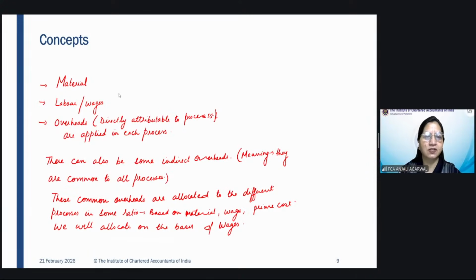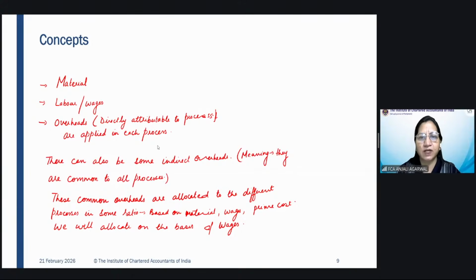Generally, in all the processes, three types of costs are incurred: material, labor, and overheads, which are directly attributable to the process. Here, when we talk about overheads, we are only interested in the manufacturing or production overheads. Administrative, selling, and distribution overheads will come later, when the goods are finished, completely produced. First they have to go through processes, process 1 to process 2, process 3, and so on.